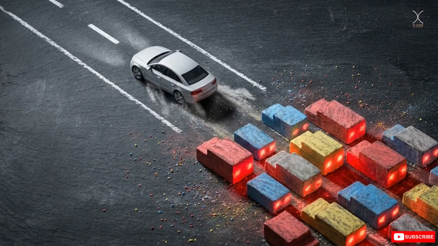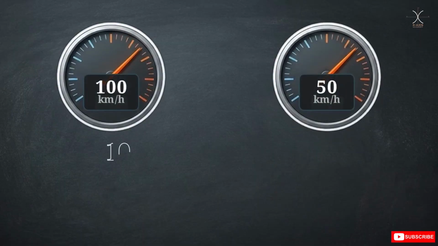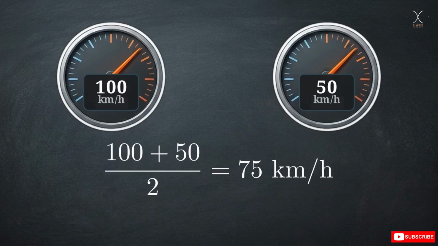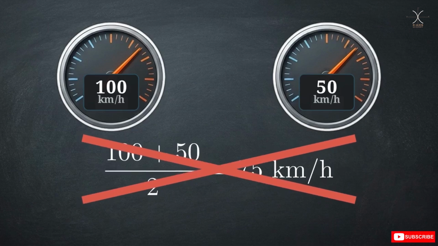Once your units match, you encounter the next hurdle. Vehicles rarely travel at a constant speed. And when measuring a journey with varying speeds, you should never simply add two speeds together and divide by 2. That mathematical shortcut only works if you travel at both speeds for the exact same amount of time.